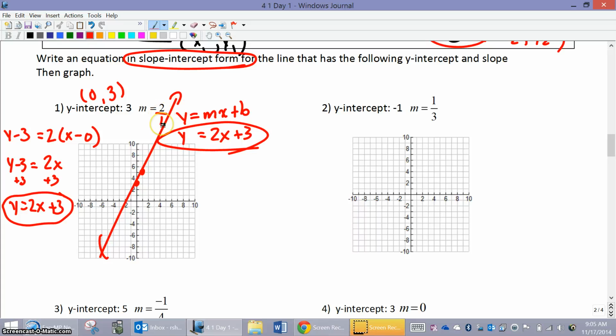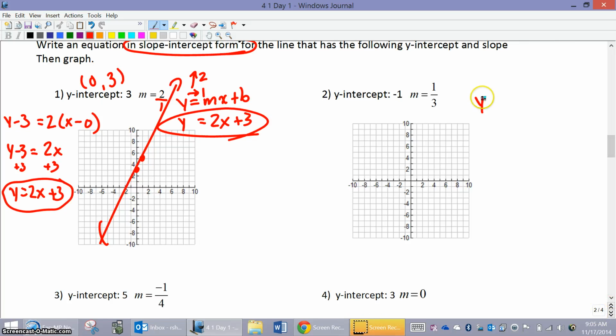The slope 2 over 1 says go up 2, right 1. We're pretty much always going to go to the right. It's either we change it up or down, depending whether it's negative or positive. So like number 2, we have a y-intercept, so that's our b, and we already have our slope. So we can just drop it into y equals mx plus b, or 1/3 x minus 1. That's our equation that's generated from the characteristics up above.